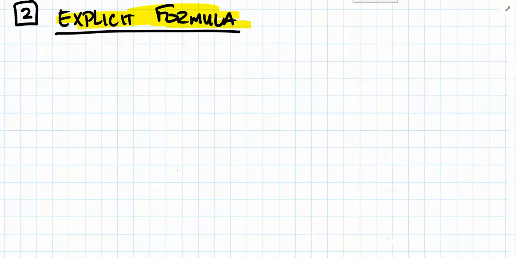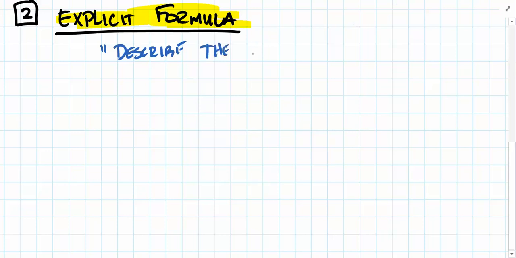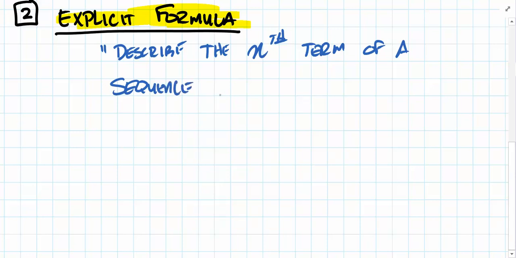An explicit formula is going to be a way to describe the nth term of a sequence using the number n.